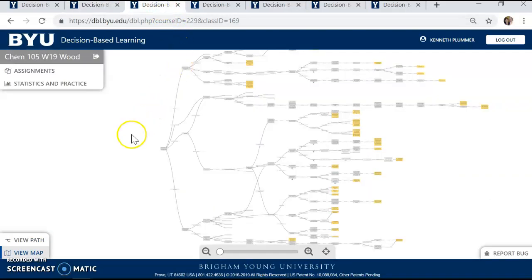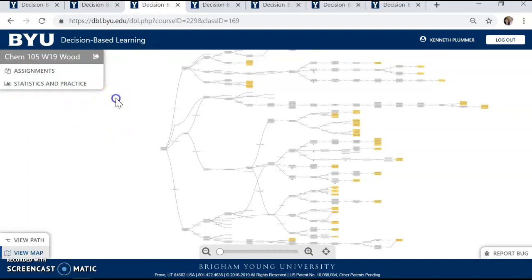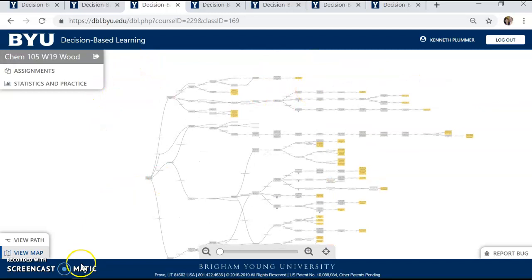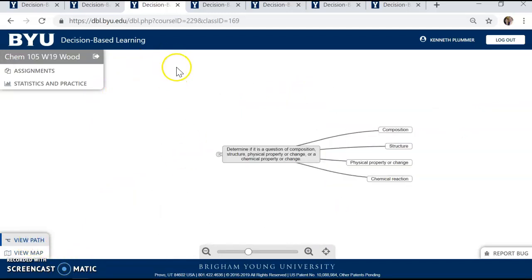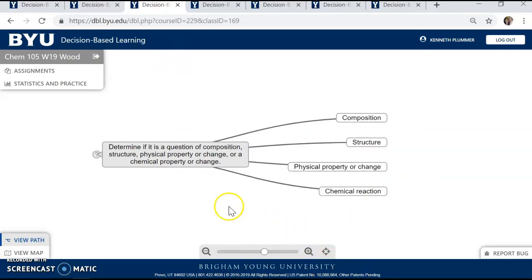Now let's go to another decision model. This one looks a bit more complicated. This is a chemistry course, and so the learners, in this case we don't have an assignment, but you can imagine any chemistry problem can be put up above in this panel, and the instructor is still working on the just enough, just in time learning module.